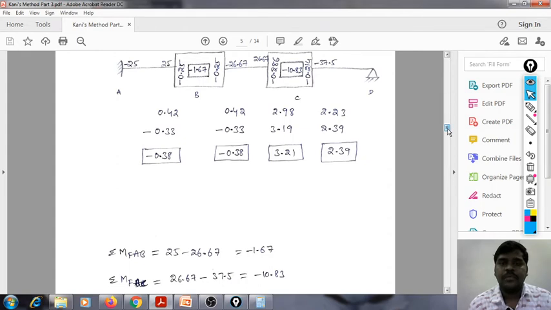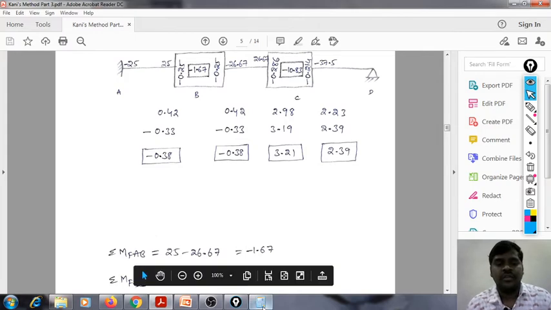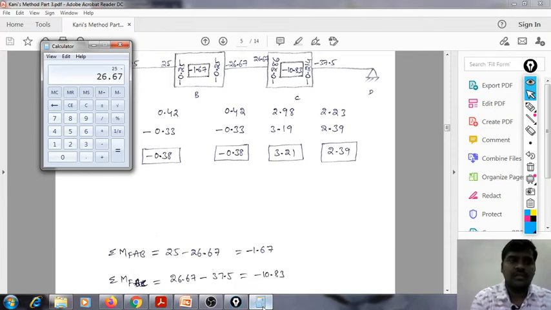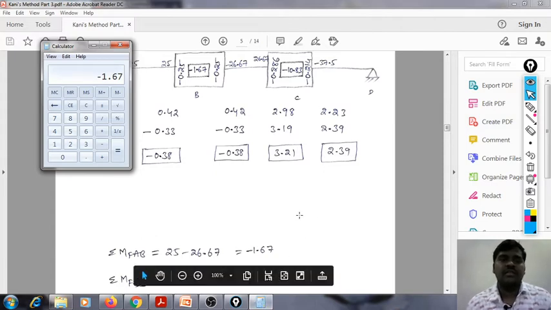So when we see, this is the first rotation contribution line. So this minus 0.25 and minus 0.25 are the rotation factors, and minus 0.286 and minus 0.286 are also the rotation factors, and minus 1.67 is the sum of these two, 25 and 26.67. So if we calculate here, we get 25 minus 26.67. So we get it as minus 1.67, which I have written in this box.